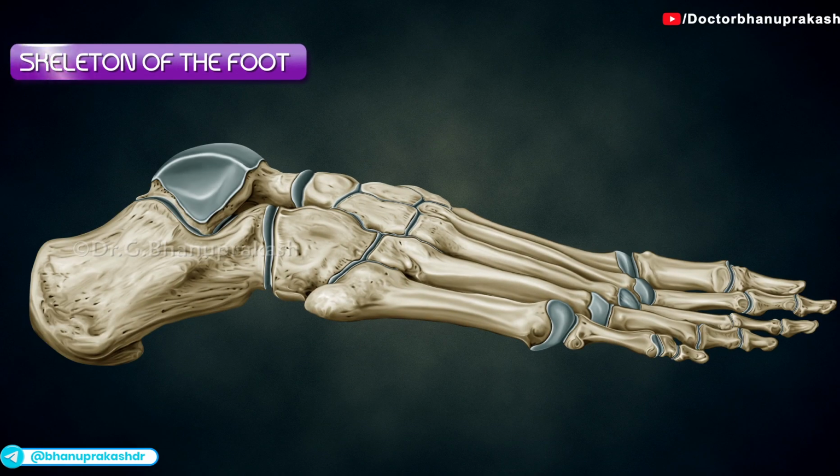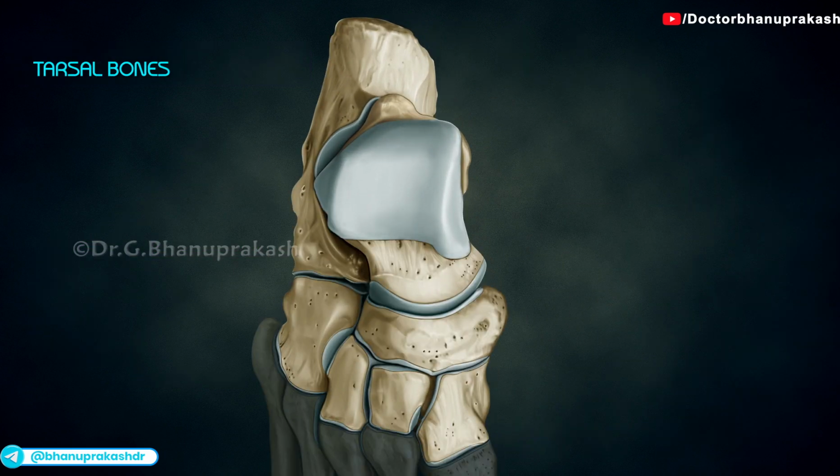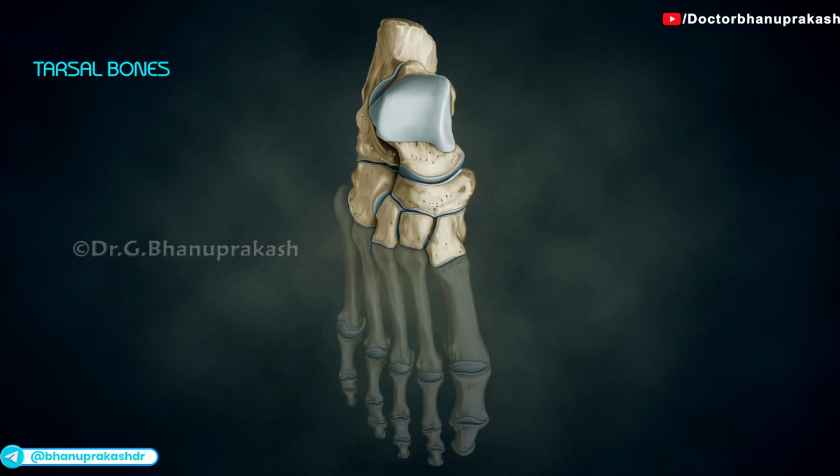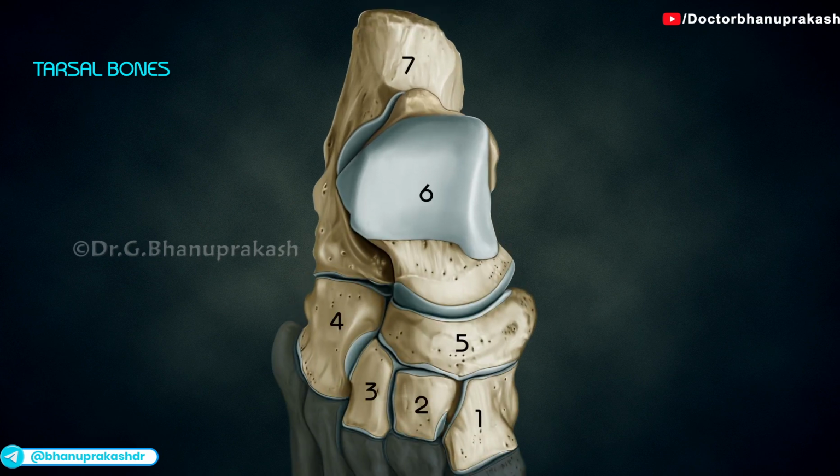Skeleton of the foot. The skeleton of the foot consists of three groups of bones: tarsal bones, metatarsal bones, and phalanges. Tarsal bones. These are a group of short bones which form the posterior part of the foot. They are 7 in number and are arranged in 3 rows.